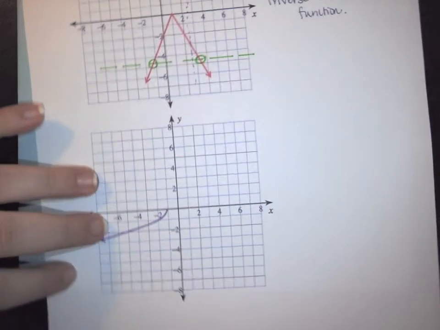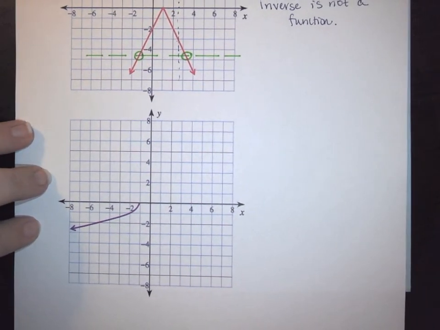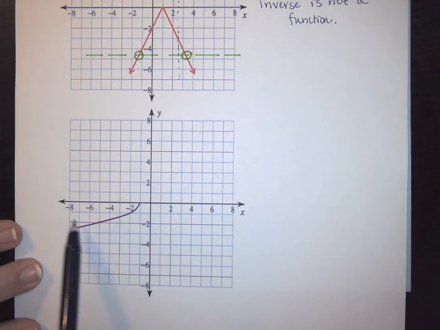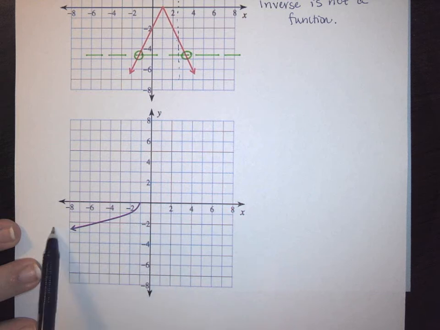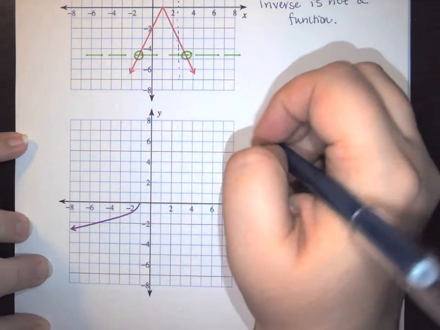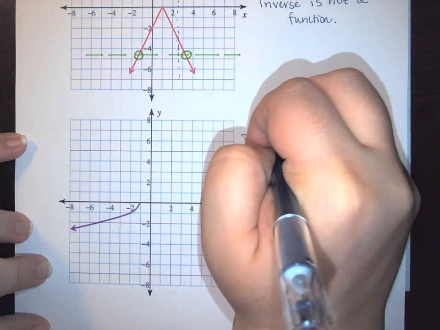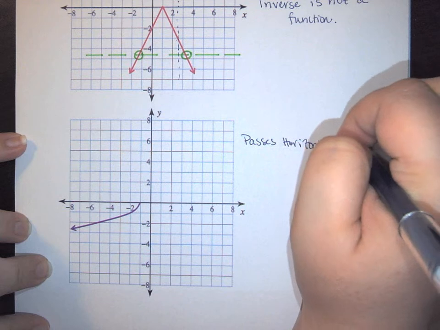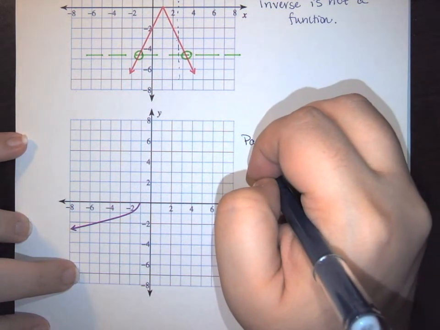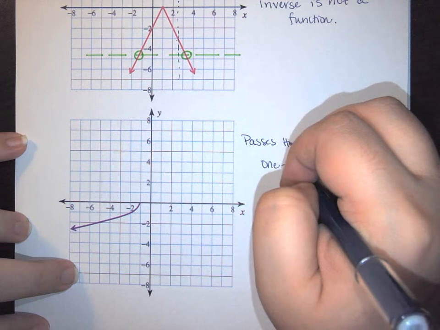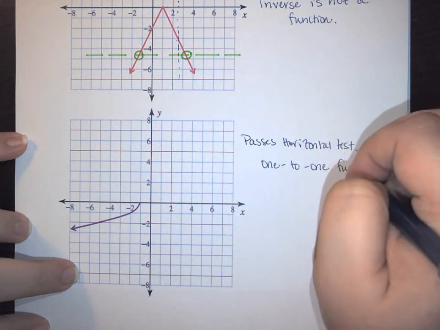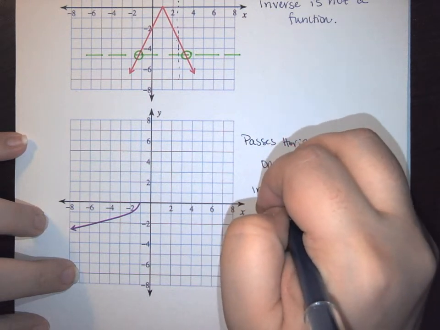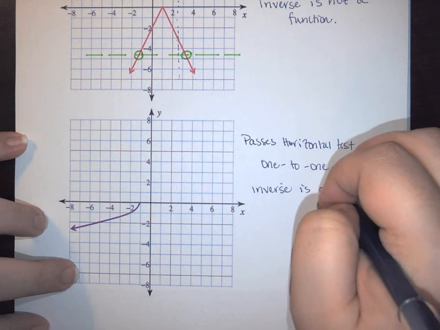Okay. Now what happens if we're given a graph that passes? So if you look at this one, you can see that clearly this is going to pass that horizontal test. No matter where I were to drop my horizontal line, it's only going to touch at one place. So because this one passes your horizontal test, by definition, this means that your function is a one-to-one function. At the same time, that also means that your inverse is a function.